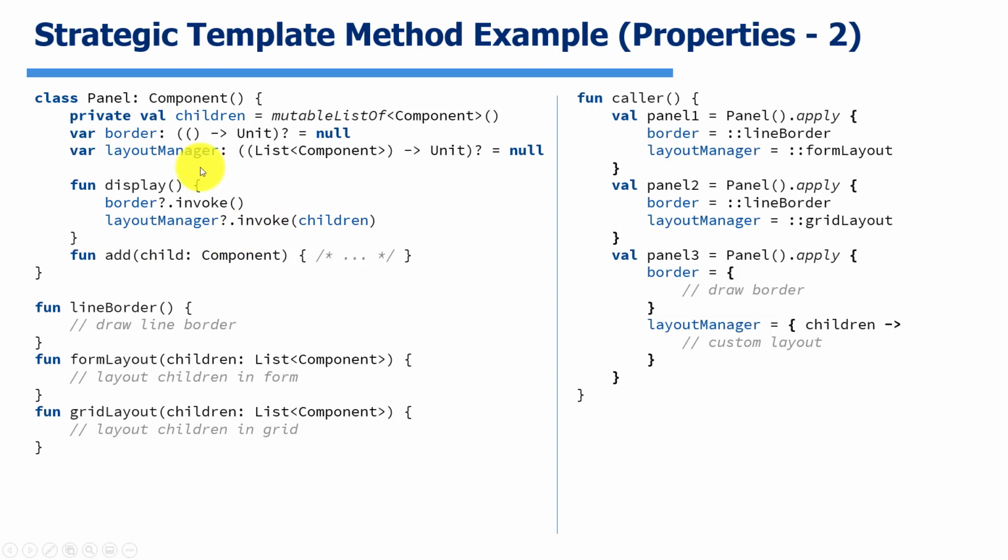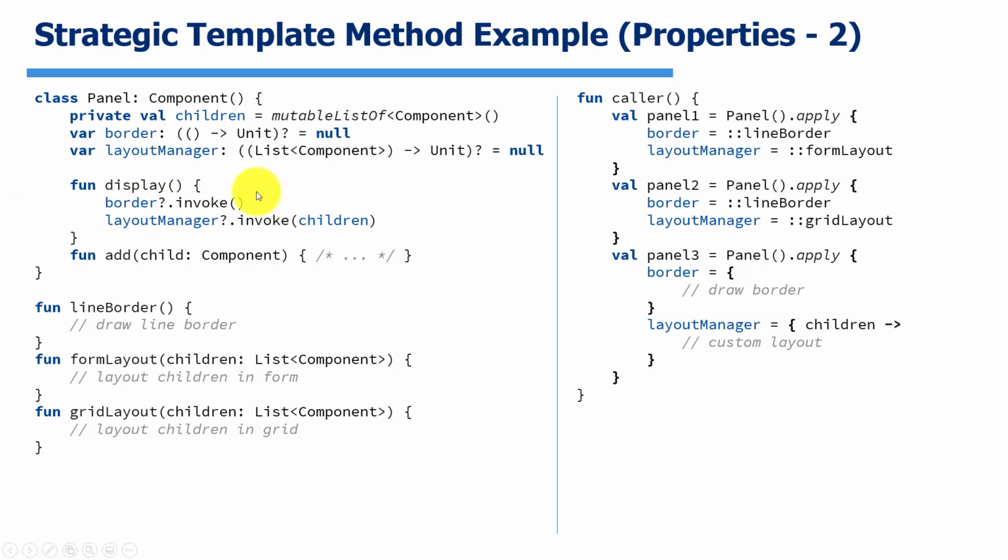So once again, our display is our template method here, and if we have a border, we're going to invoke it. Now with a functional type, invoke is always present as a function call you can call. So if border was not nullable, we could just say border paren. That actually behind the scenes calls border.invoke. So what this does is it says, if I have a border, call invoke. Alternatively, we could have said border?.let, and then inside it paren, and that would have worked just fine.